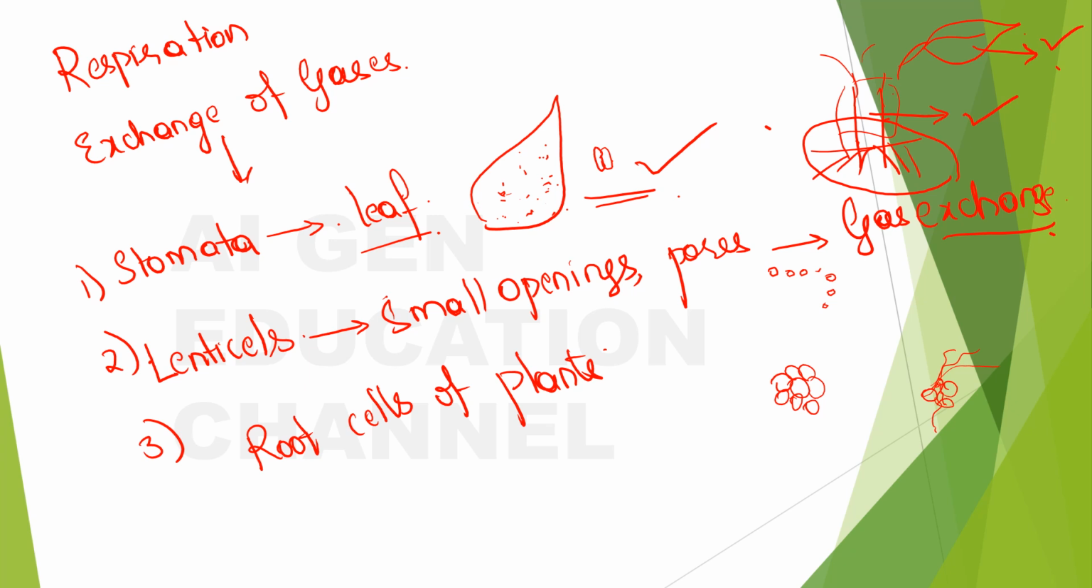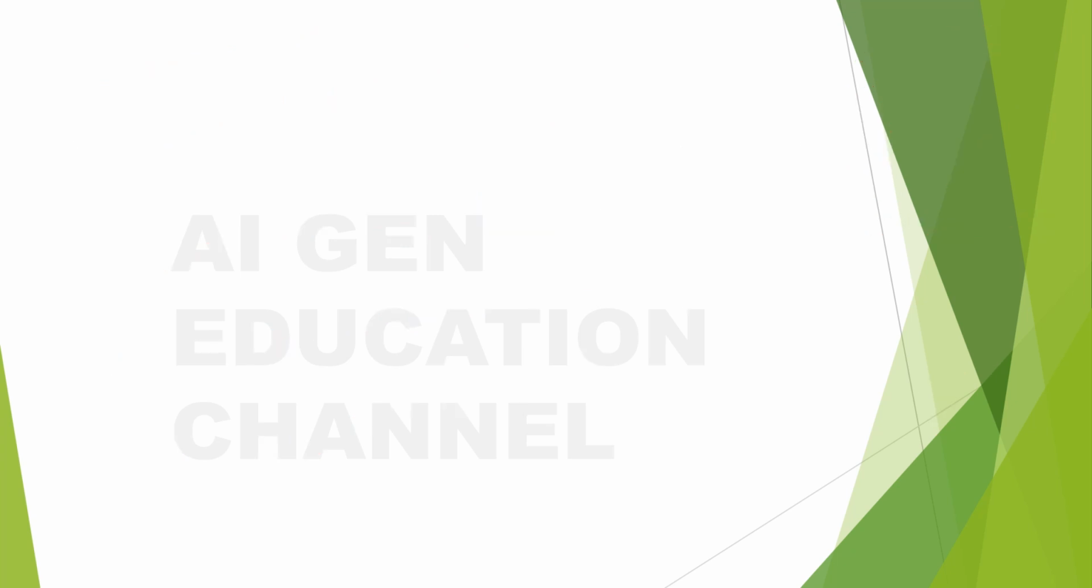Alright. So, respiration is facilitated by exchange of gases, and exchange of gases will take place through stomata, lenticels and root cells of the plants. Alright. With this, we are done with respiration in plants. Now, we will get into the sub-chapter, respiration in other animals, right? Now, let us look into respiration in animals, right?